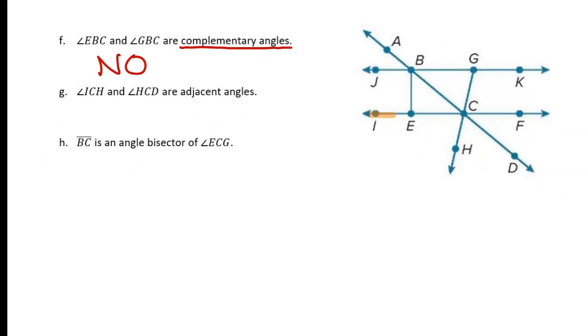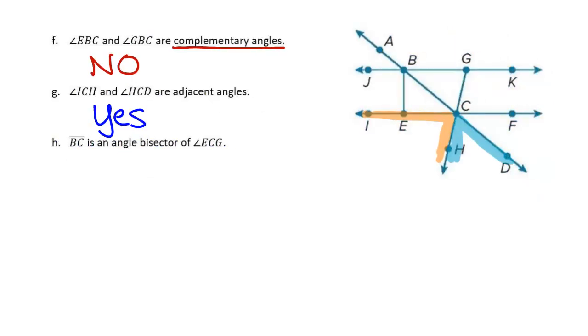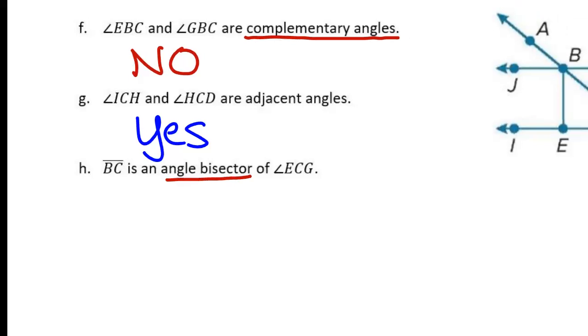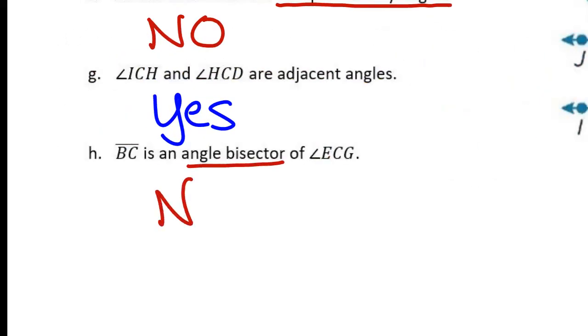Angle ICH, this angle here, and angle HCD, this angle right here. Can I assume that those are adjacent? Yes, they share a side. What do bisectors do? They split things in half. They make two congruent angles, two same size angles. Are any of the angles up here marked as being the same size? Can I assume that there's an angle bisector then? No.